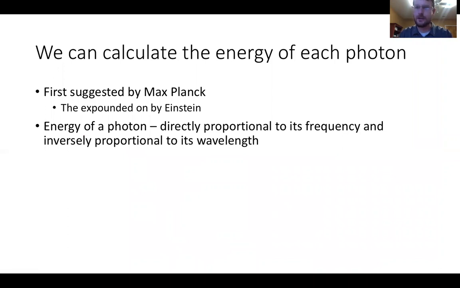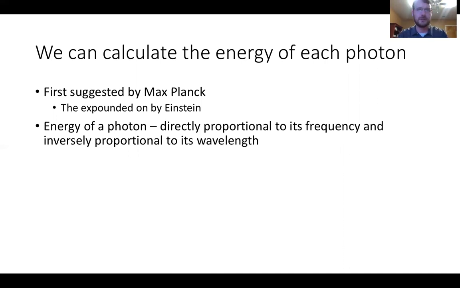Now, we can calculate the energy of each photon. And a photon is just a packet. You can think of it as a packet of energy, right? A packet of light. It is just a small little thing of light. Now, what we're going to see is a photon is very small compared to the whole, and light gets the majority of its energy from having a bunch of photons versus just one individual photon.